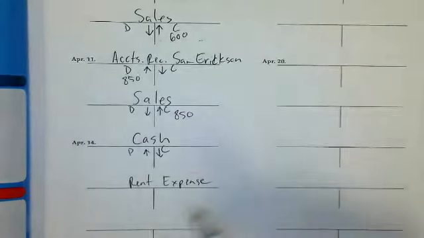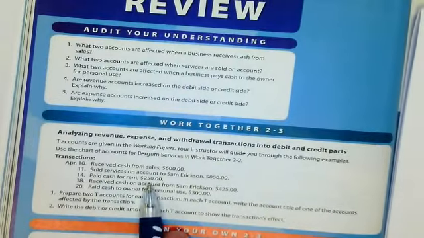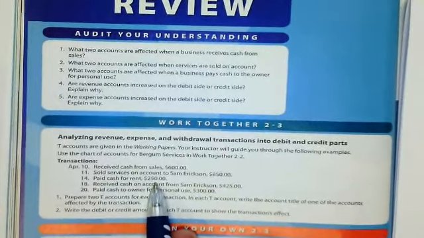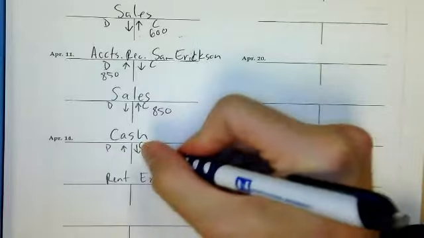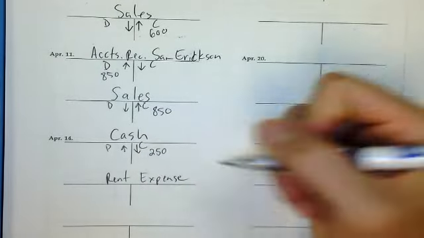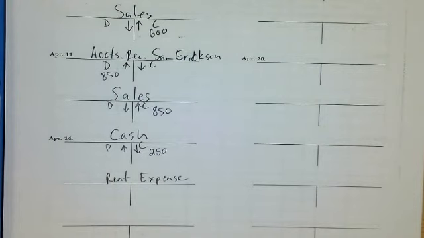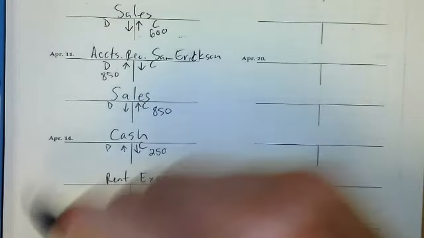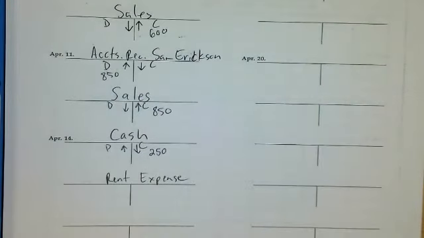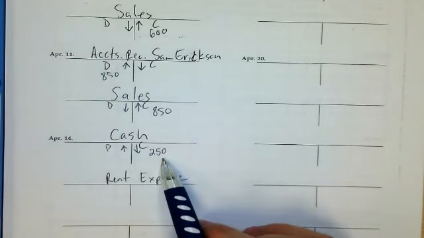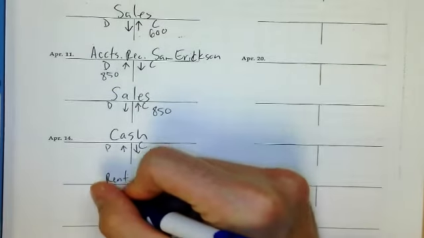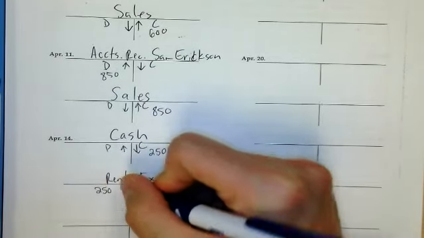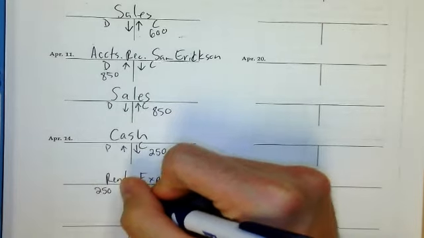So if we are paying cash, is cash going up or down, everybody? Down. So cash is a debit or a credit, everybody? Credit. So $250. So knowing nothing about the rent expense idea, you know this $250 has to go on which side, the debit or the credit? The debit. Good. Because expenses increase on the debit side.